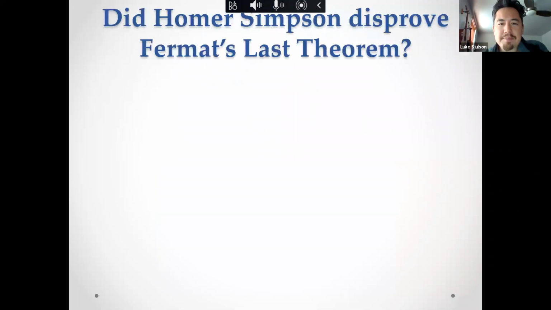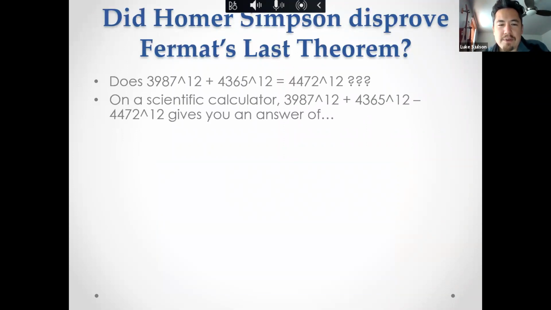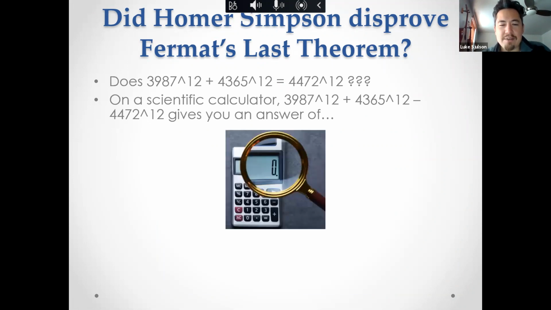Now, did Homer Simpson actually disprove this? Is that actually correct? Does that actually hold up? If you take a scientific calculator and type in that equation, this plus this minus that, do you get an answer of 0? And the answer is yes, the answer is 0. Homer Simpson has disproved Fermat's last theorem, right? So can anybody speculate as to what might be going on here?